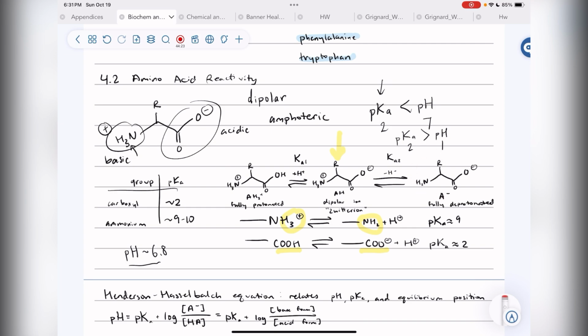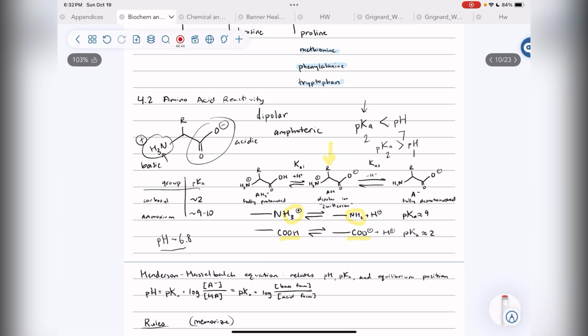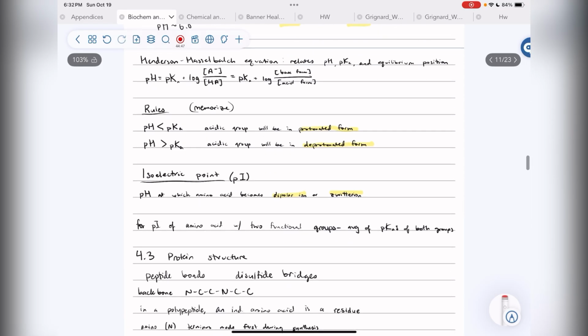When the pH is really high, in a really basic environment, it's already been deprotonated at both ends. Over here, when it gets deprotonated, it becomes a negative charge, and over here, when it deprotonates, it just loses the positive charge and becomes neutral. So at a really high pH in a very basic environment, it's going to be fully deprotonated. It's going to have that overall negative charge. Okay.